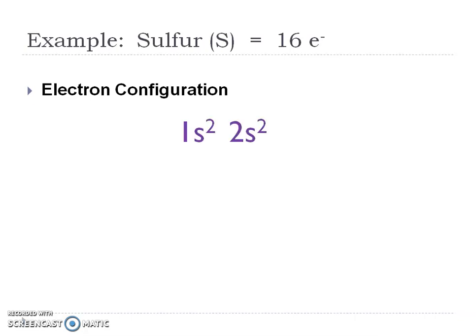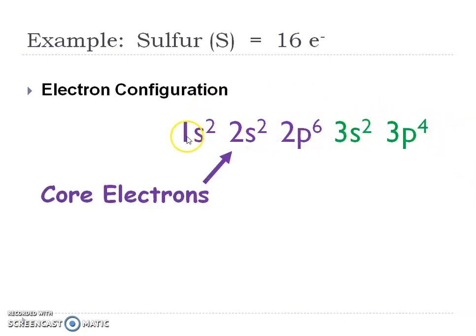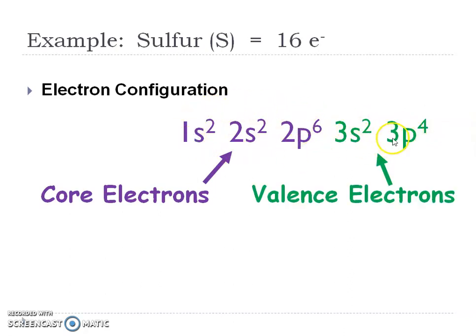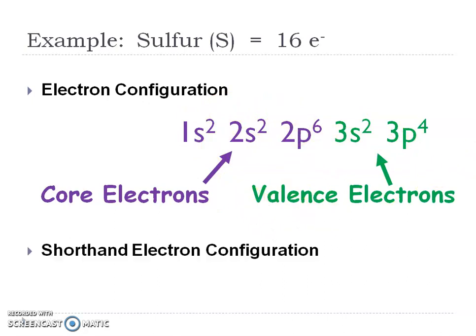So 1s2, 2s2, 2p6, and 3s2 is going to be your full electron. Oops, sorry, 3p4. I should have counted my electrons, right? 2 plus 2, 4 and 6 make 10, plus 2 is 12, plus 4 is 16. Sorry about that. And we want to remind you that these are actually called the core electrons, and these are called the valence. The valence are going to be really important when we talk about bonding.